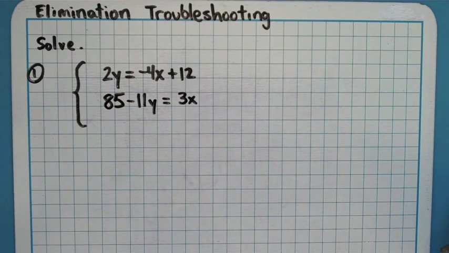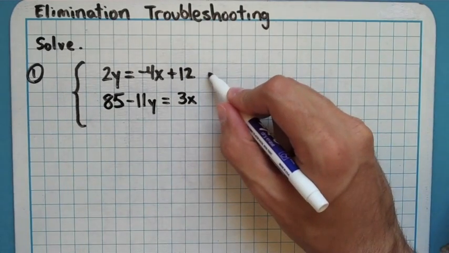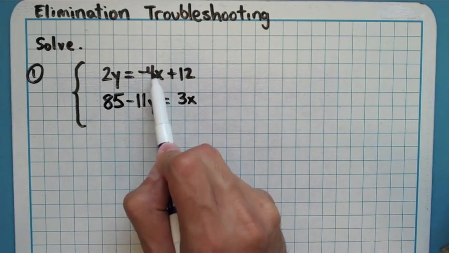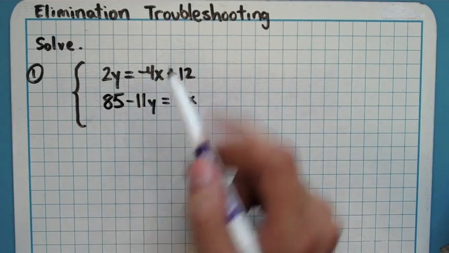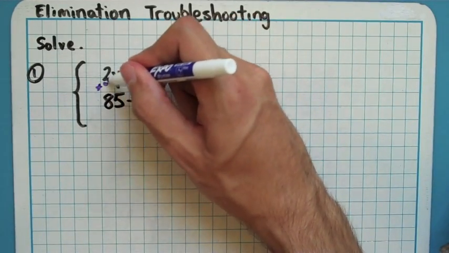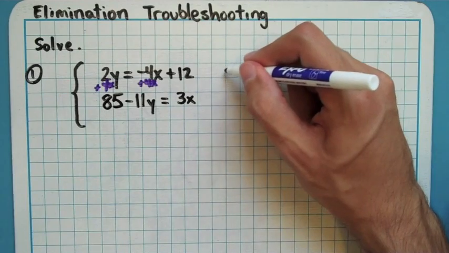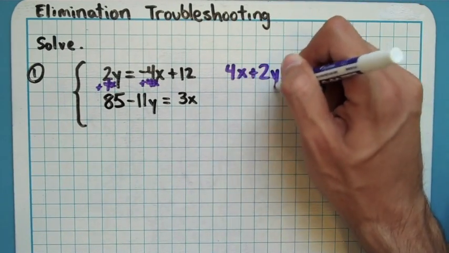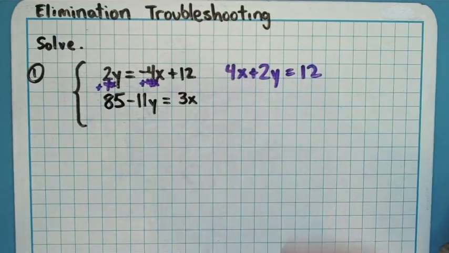It's not lined up so we have x's, then y's, equals numbers. Really, the only thing you have to worry about in that situation is rearranging it. So if you have a problem like this, rearrange it so you have x, y equals number. On the top line, that's a matter of adding 4x to both sides. I'll just rewrite my problem over here. I'm going to end up with 4x plus 2y equals 12.